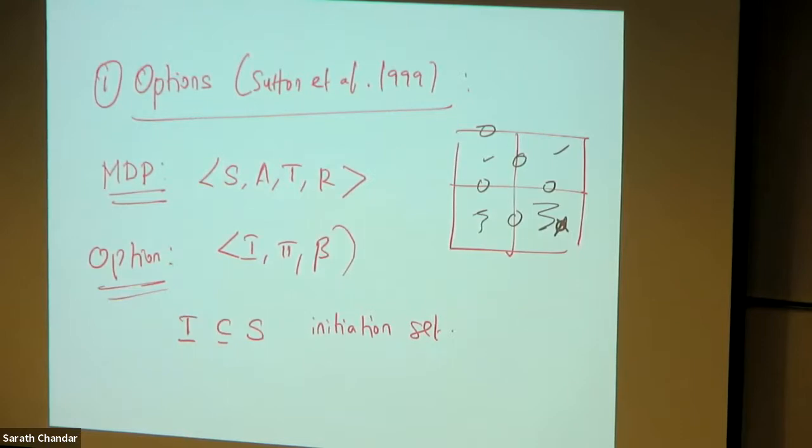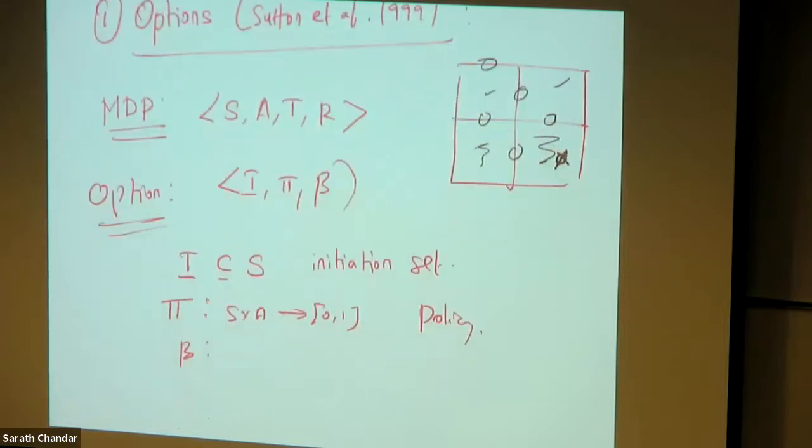Then I have my pi, which is the policy for that option. Once I start the option, I'm going to follow this policy pi to do the temporally extended action. Given a state and action, it's going to give me some value. So this is the policy that I'm going to follow after taking this option. And beta, which maps from state to 0 or 1, is a termination condition.